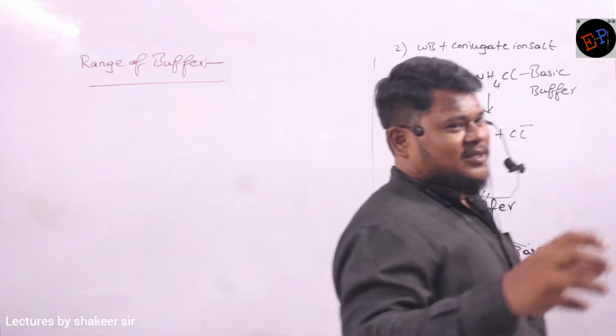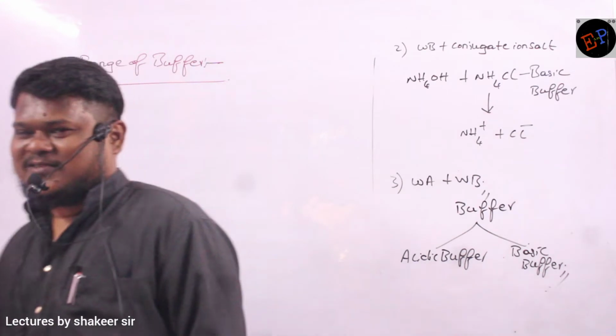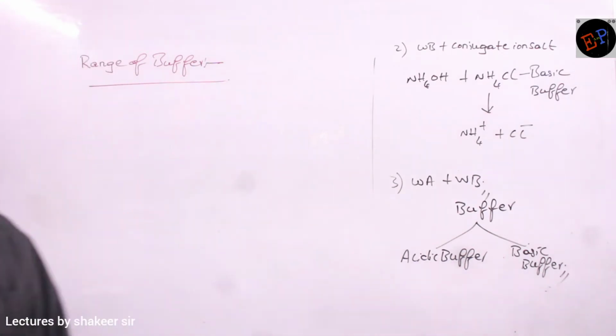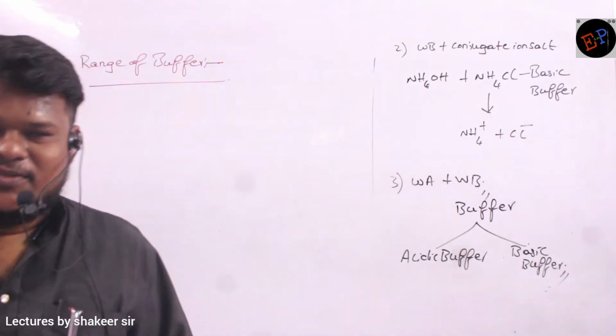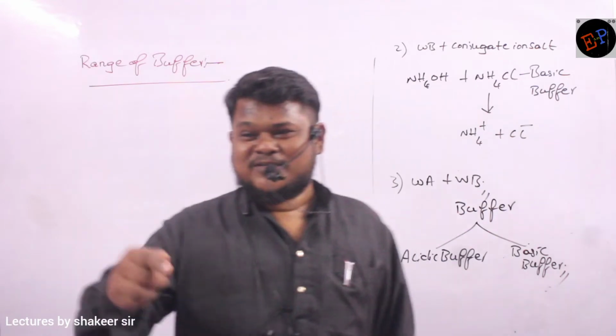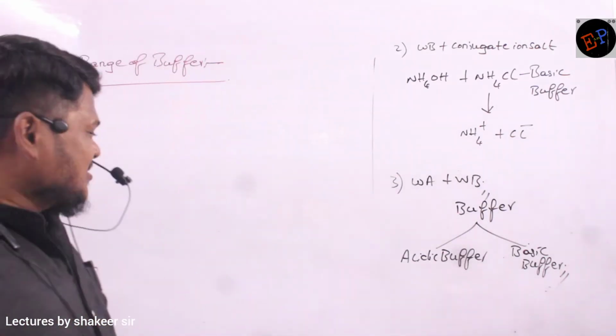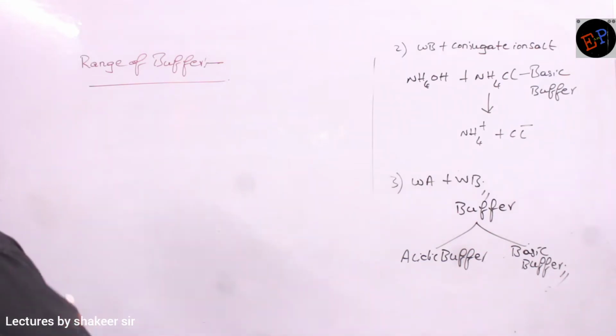So up to what extent it behaves like a buffer, that range we call the range of the buffer. For example, Vivek can bear 20 kgs of weight, 20 kgs of mass, let us suppose. If we put 100 kg on his head, he will sink two inches into the ground. Do you understand? So what is the range up to which a solution can behave like a buffer? That range we are writing.